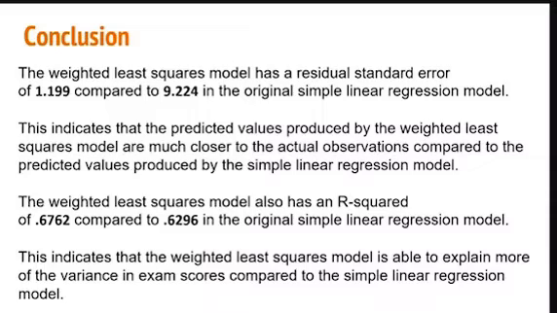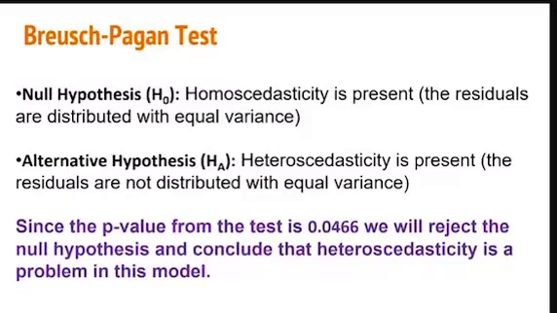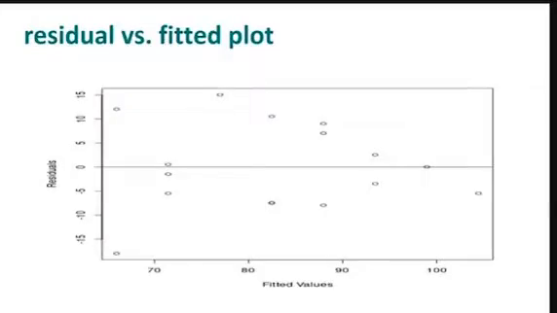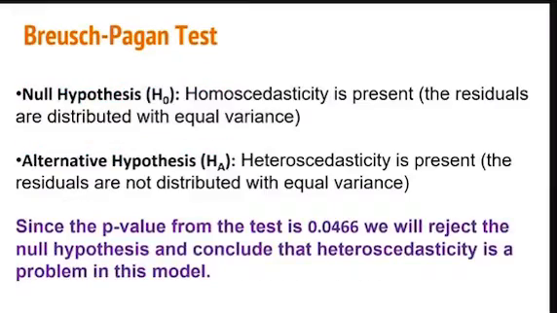If you really want to know which of the two models is better, you can go to the residual standard error of the OLS. The residual standard error of the OLS is 9.224. Do you see that? Now, what is the residual standard error of the WLS?